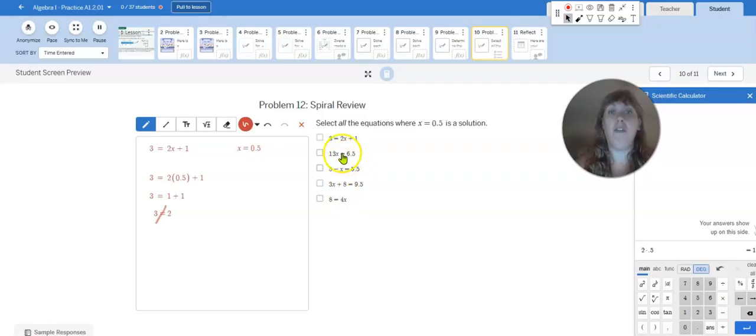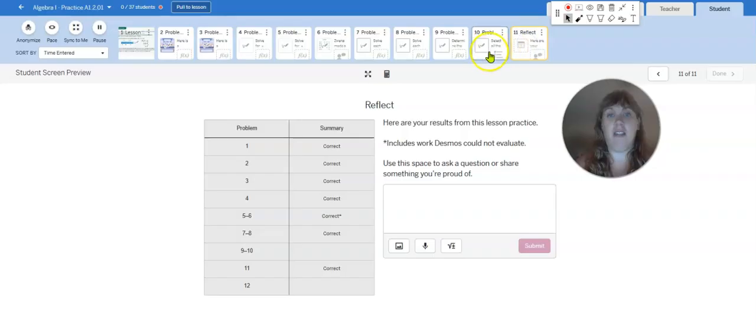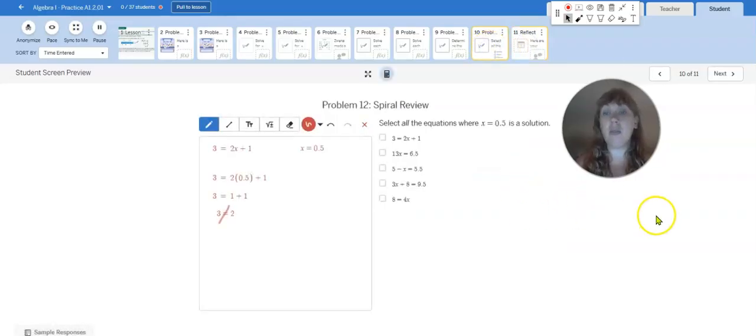Try and figure out which of the 4 below is going to get you a true statement, and then check your answer. Make sure that you submit this into Schoology when you are all finished.